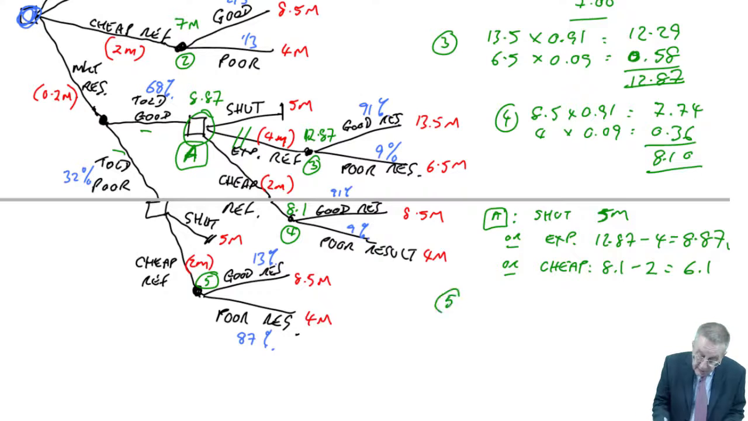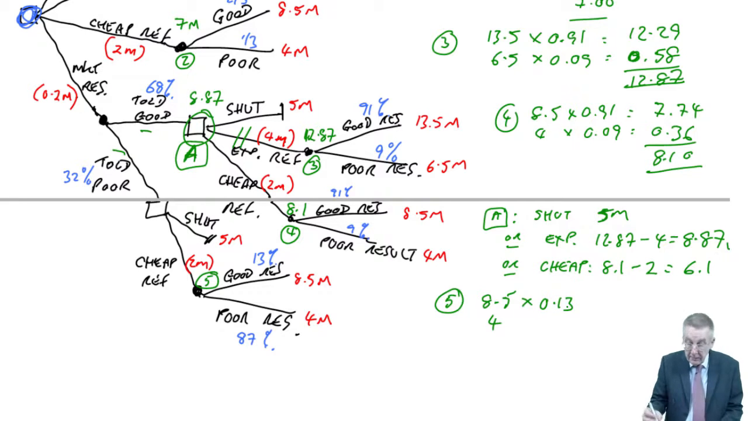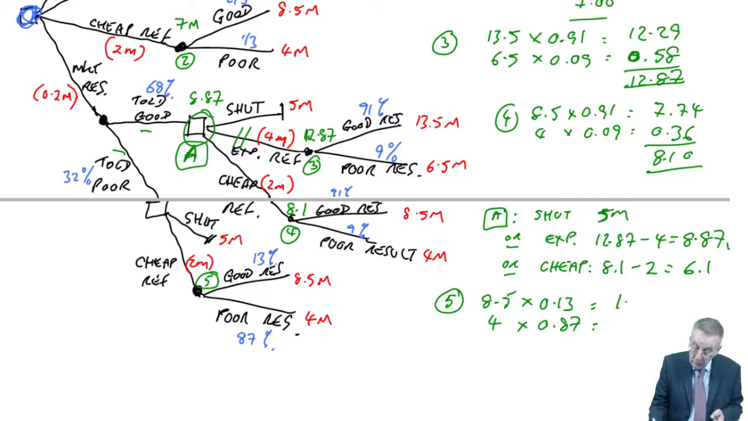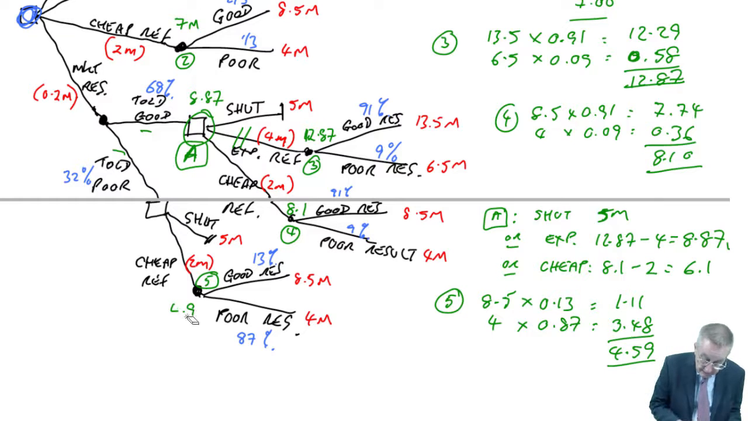So 0.5. Good result, 8.5 million. Poor result, 4 million. Probabilities, 0.13, 13%. 0.87, 87%. 1.11. 3.48. So 4.59.